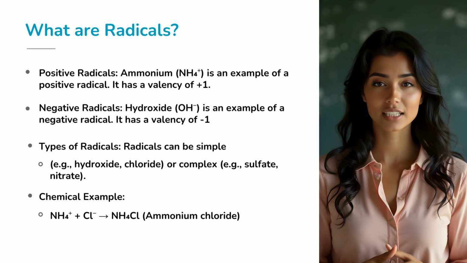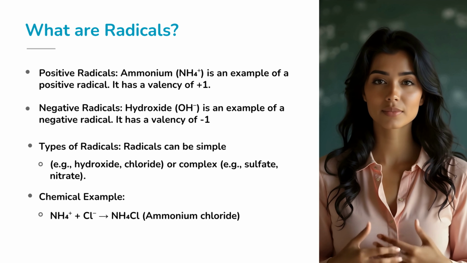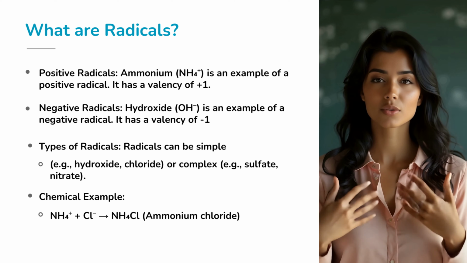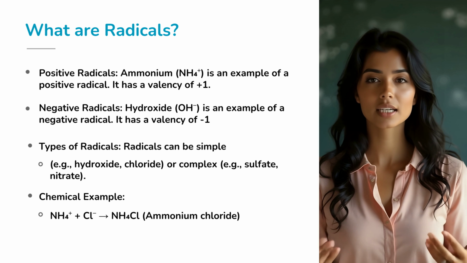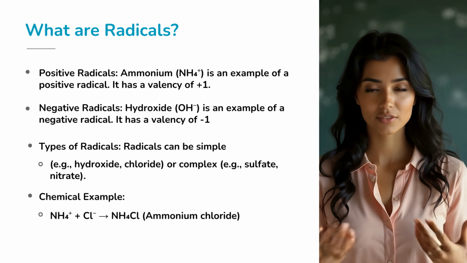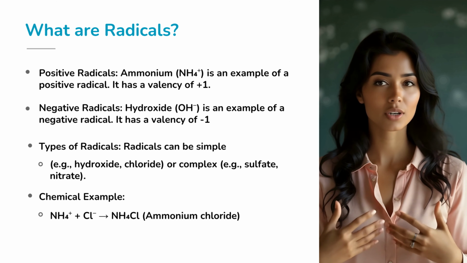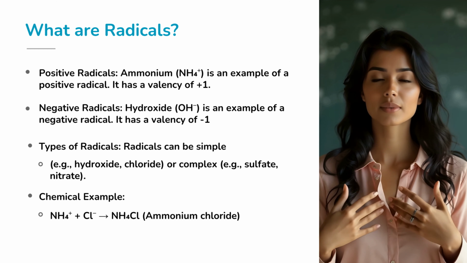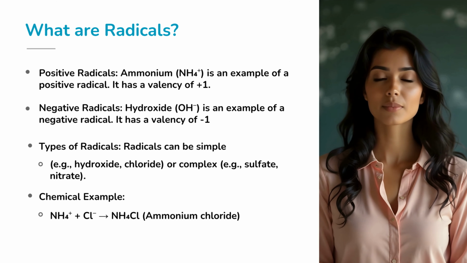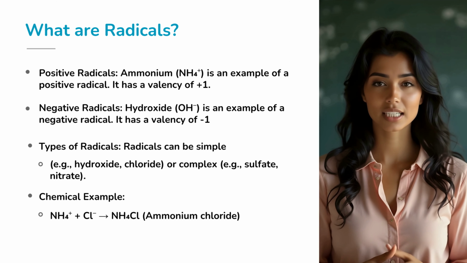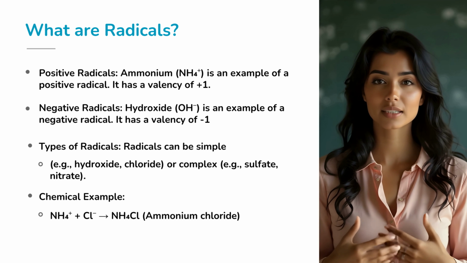Let's shift gears and talk about radicals. You may have heard the term radical in other contexts, but here in chemistry, a radical is a group of atoms that behaves as a single unit and has a particular valency. Think of radicals like team players in a chemistry game. They stick together, maintaining their own charge or valency.